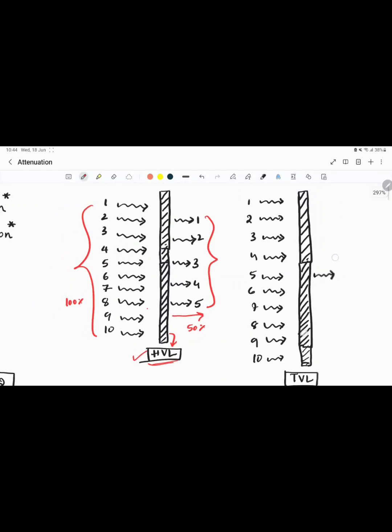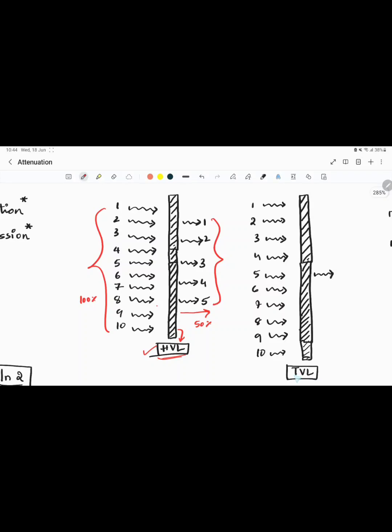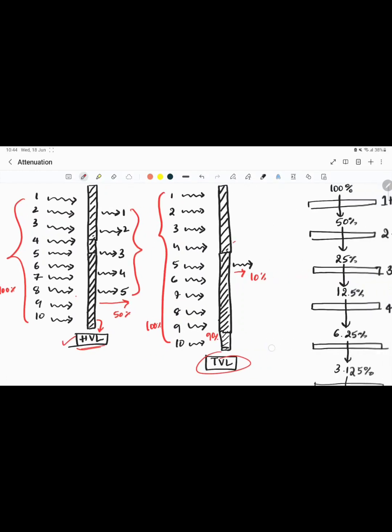All right. So the next point is TVL. TVL is tenth value layer: the thickness of the material which reduces 100% of the beam to 10% of the beam, making only 10% to be transmitted and 90% to be attenuated. That is tenth value layer, that is TVL.